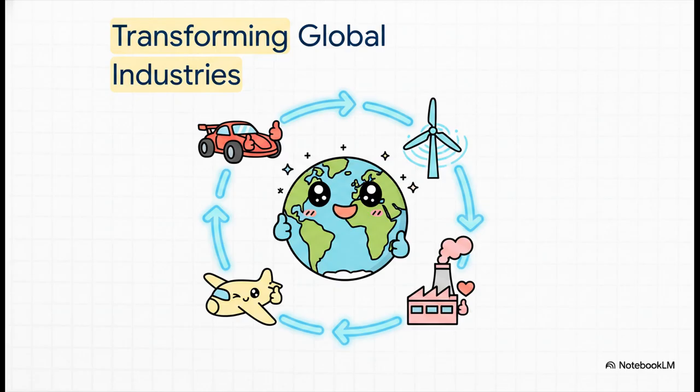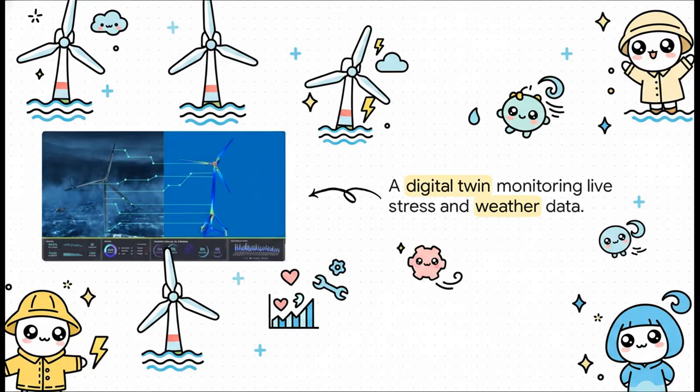Transforming global industries. Because if we can safely optimize a high-speed race car to this degree of precision, the scale of applications for other complex global industries is just awe-inspiring. Take the energy sector, for example. We can now monitor offshore wind turbines using digital twins. These are massive assets located in incredibly harsh, remote ocean conditions where a storm could be devastating.